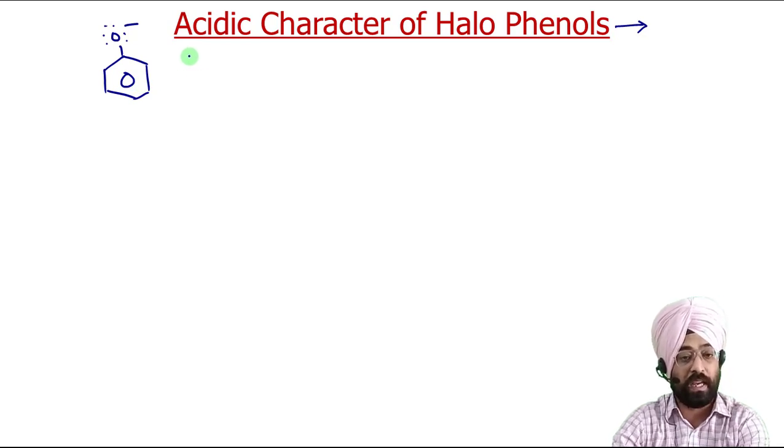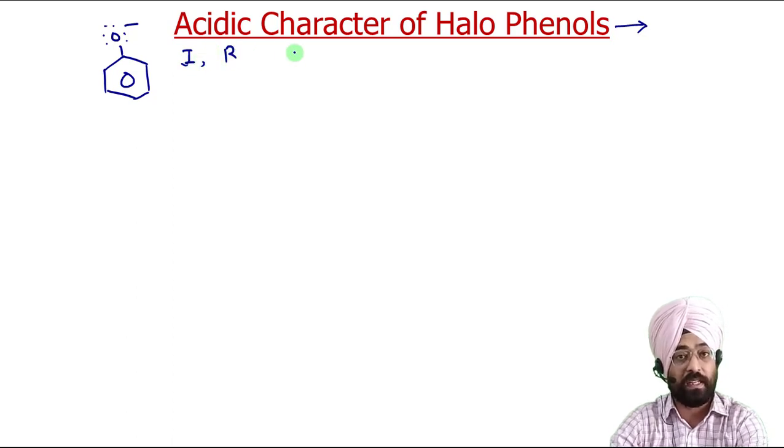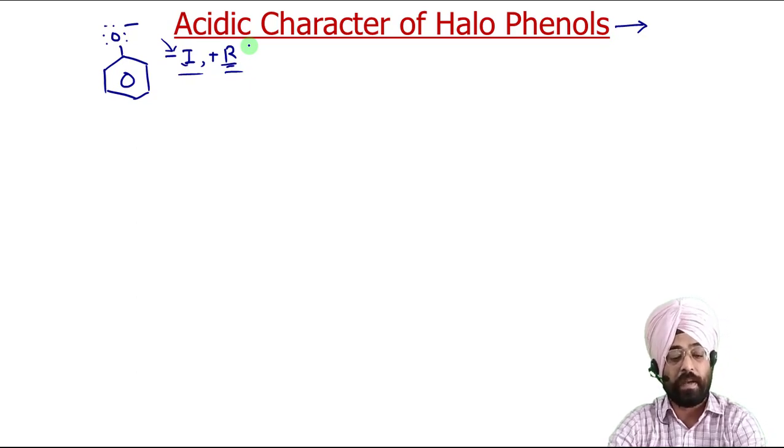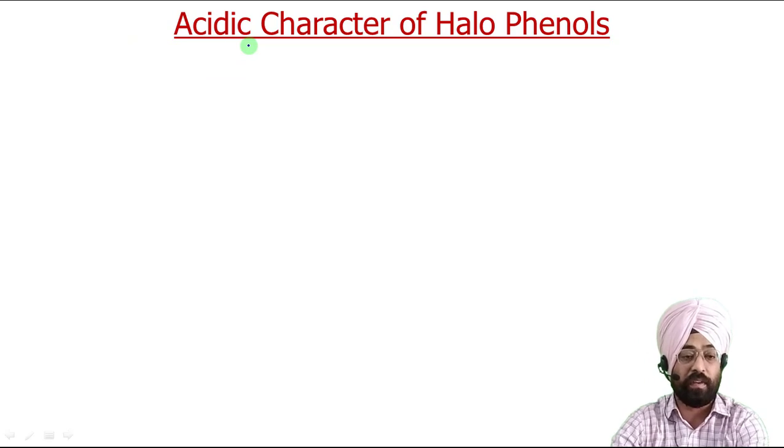So basically we have two effects. Generally those groups have an inductive as well as a resonance effect. These can occur in the same direction or in opposite directions. If they occur in the same direction, it is quite easy to tell whether the acidity will increase or decrease. But if inductive is minus I and resonance is plus R, then we have to see which factor is dominating, and depending upon that decide which one is more acidic and which one is less acidic. With this background, let us start the acidic character of halophenols.